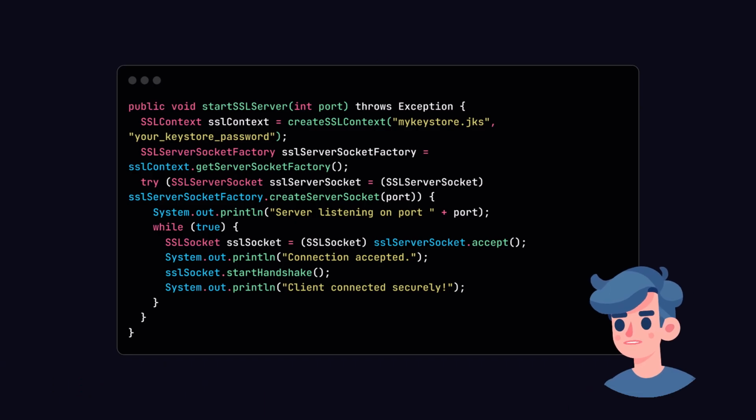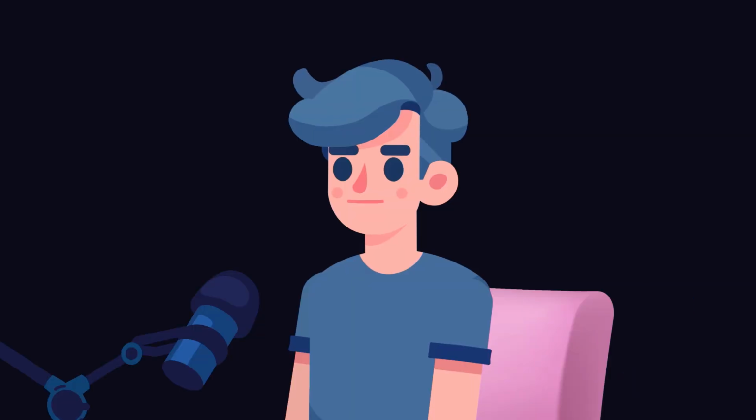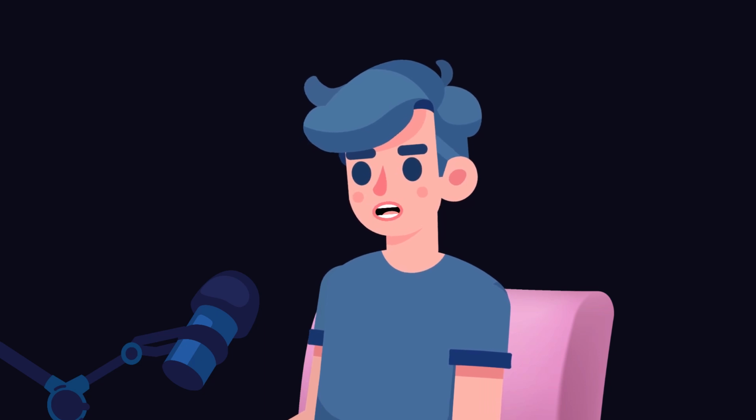For this example, you'll need a running SSL server to connect to. If you don't have one, you could create a simple SSL server using Java. This server will listen for incoming connections and respond securely. This server will continuously accept connections on the specified port and perform SSL handshakes when a client connects. Make sure to run the server before initiating the client connection.